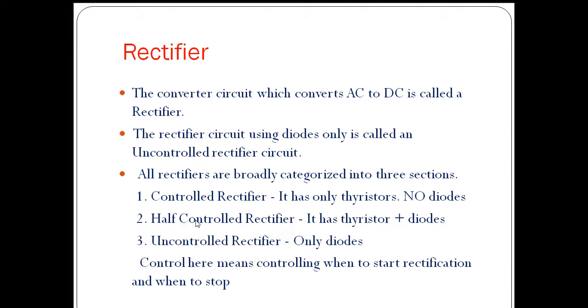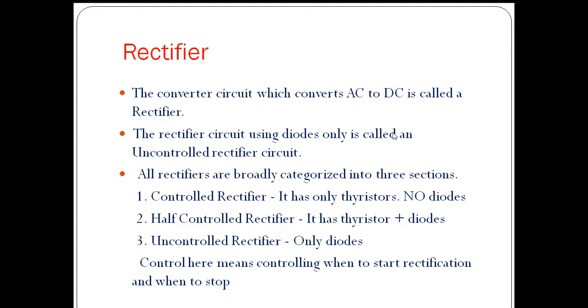In a controlled rectifier, control means controlling when to start rectification and when to stop. Generally in rectifiers, we provide an alternating current supply. Depending on the instant when we provide the gate signal, the device will start conduction. So that starting instant will be in our control, and in AC, after completing the positive half cycle, it will approach natural zero. From then it will be subjected to reverse bias.